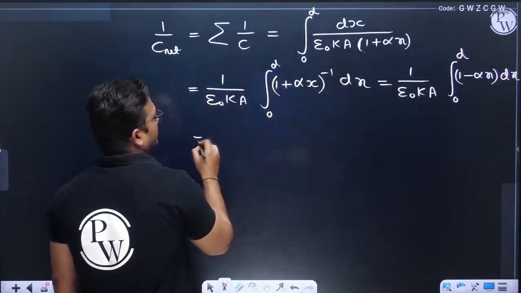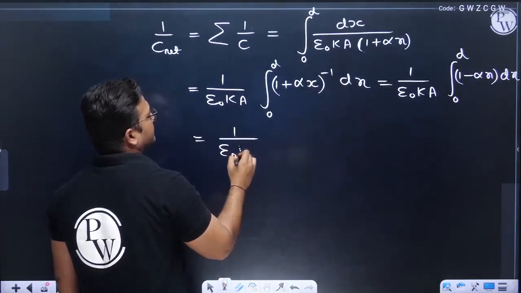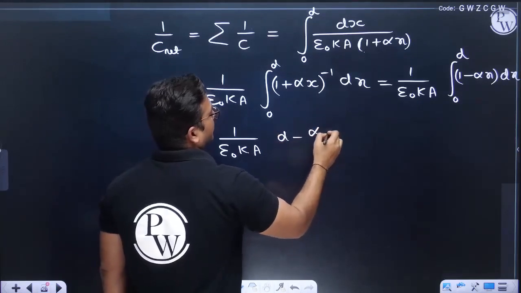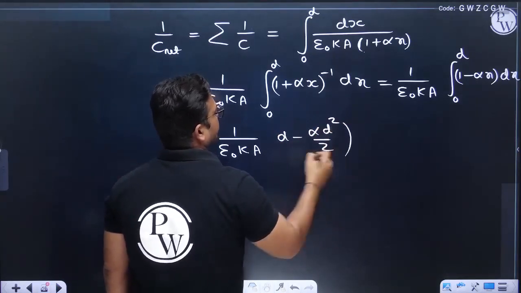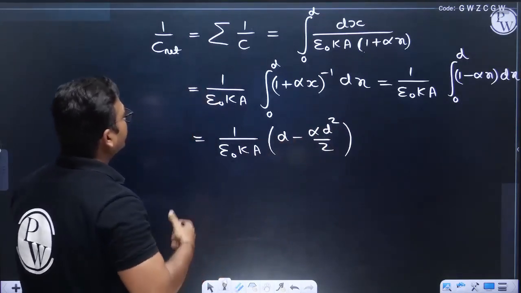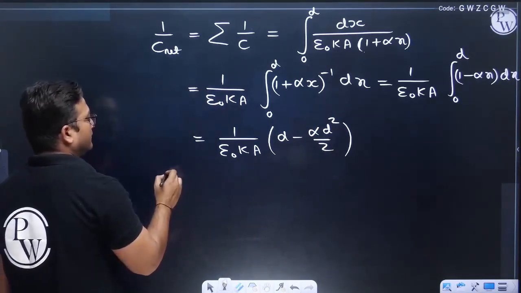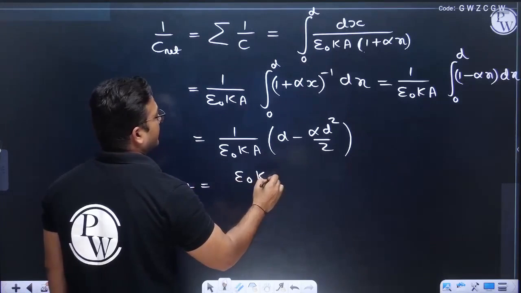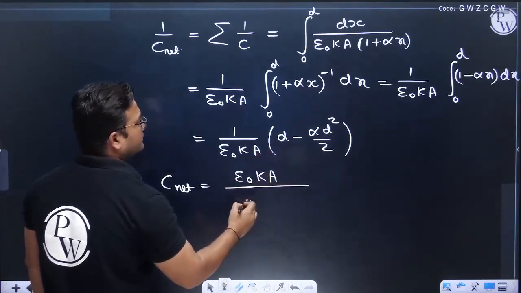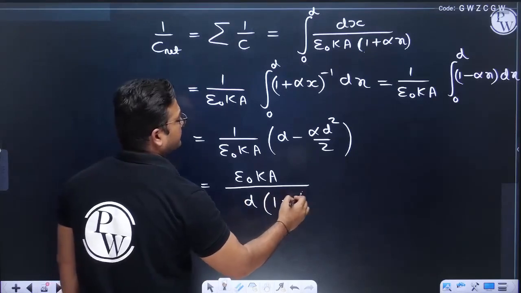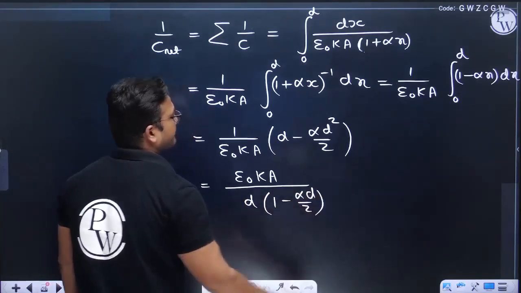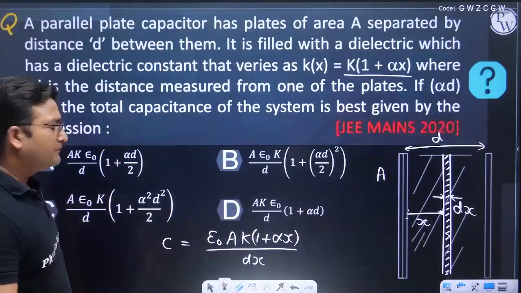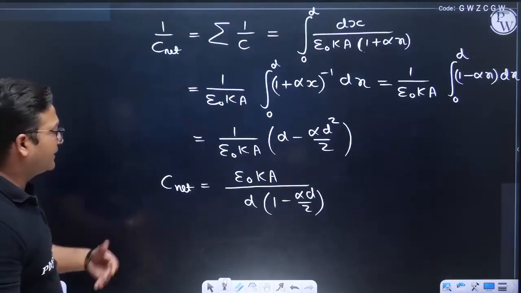Let's integrate. We will have 1 upon epsilon naught Ka, (d minus alpha d square by 2). Now flip it and you will get C net as epsilon naught Ka divided by, take d common, and you are left with (1 minus alpha d by 2). Again, I can make another transformation, as no option is like this.